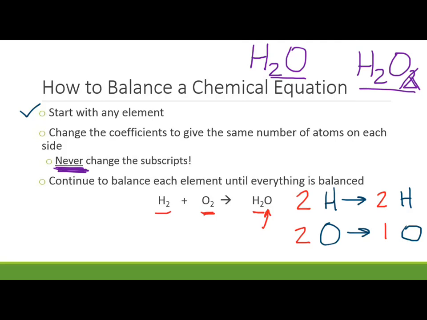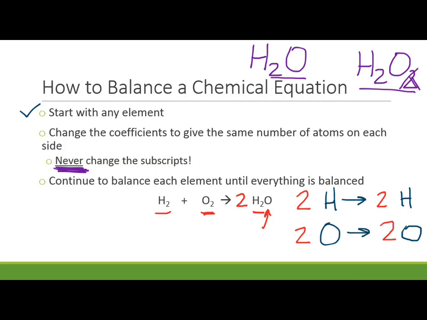So what can I do? Well, I can definitely go in and change the coefficients. I can change the coefficients however I like. So I'm going to actually change the coefficient here to a 2. Because by doing that, it gives me 2 water molecules. Each water molecule has 1 oxygen in it, right? So that gives me a grand total of 2 oxygens. So notice that I now have 2 oxygens on each side of my reaction arrow. And everything seems great, right?